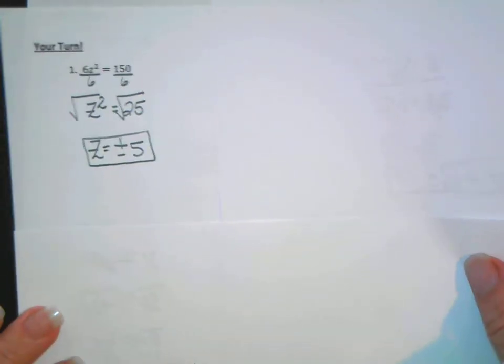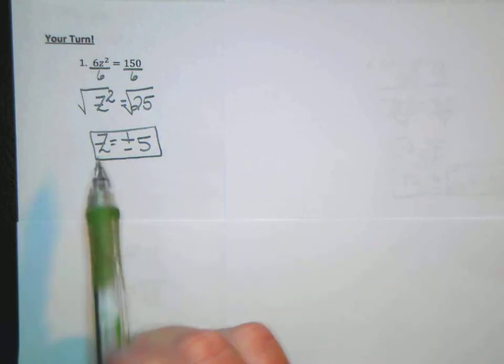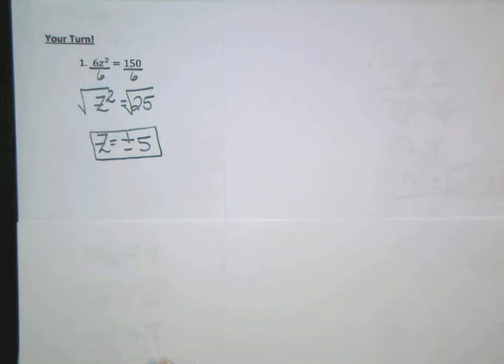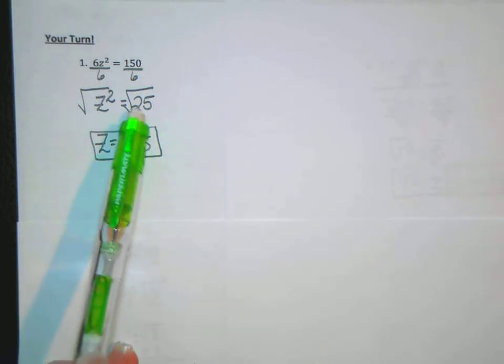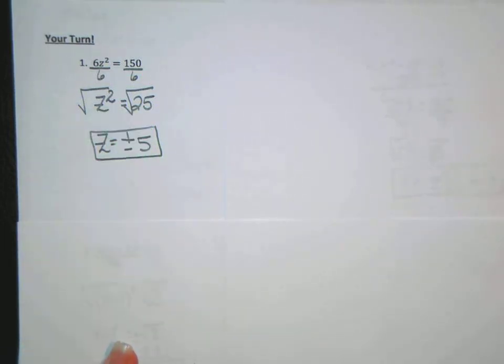All right, here's the solution. First thing you wanted to do was divide both sides by 6. So when you did that, you got z squared equals 25. Take the square root of both sides, and that's going to give you z equals positive or negative 5. Okay, pause the video again. Do number 2.